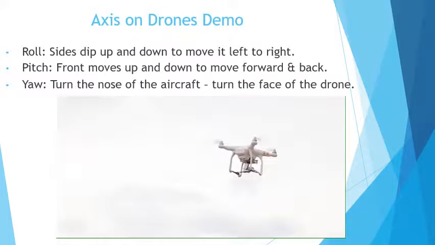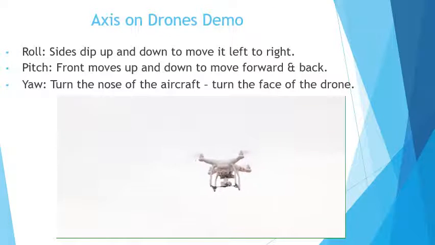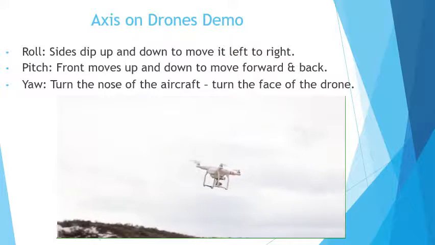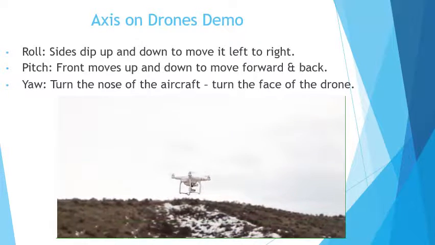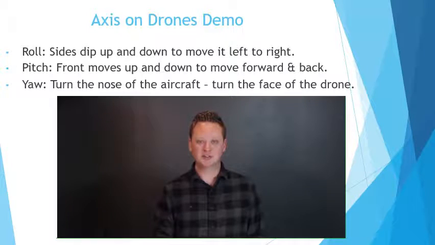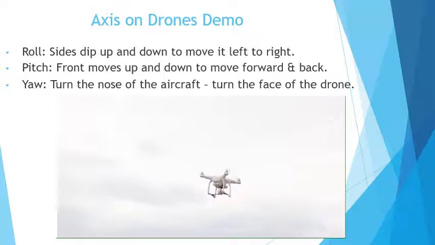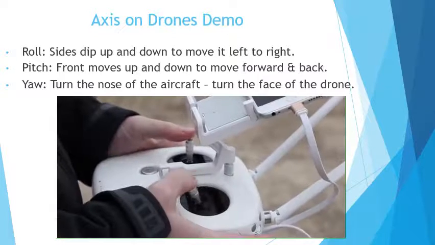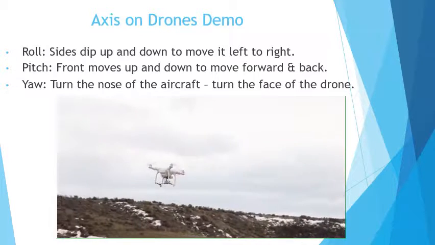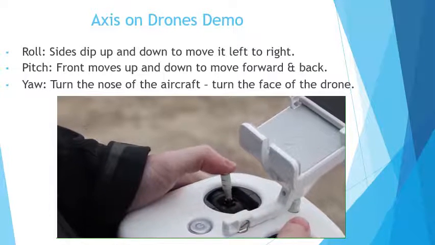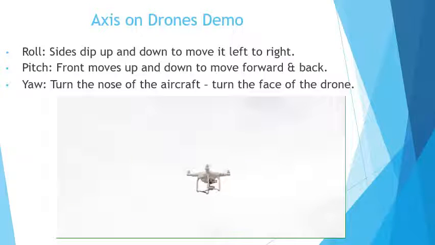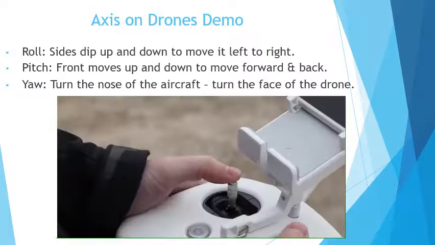With the drone, when it moves, it's a little more difficult to see. However, the drone going side to side is doing the roll, and you can see it tilts side to side. When it's moving front and back, that's the pitch. It's leaning forward or leaning up. And then yaw is where the nose of the aircraft is turning.